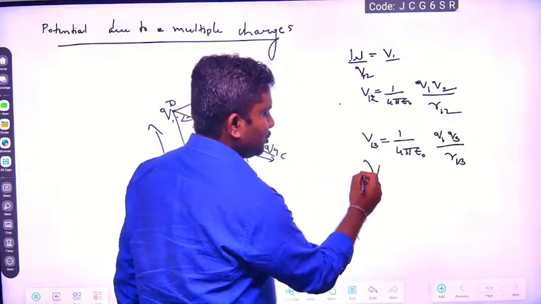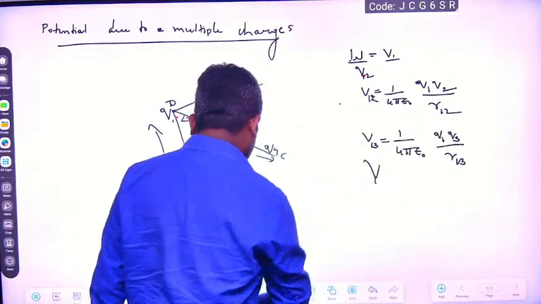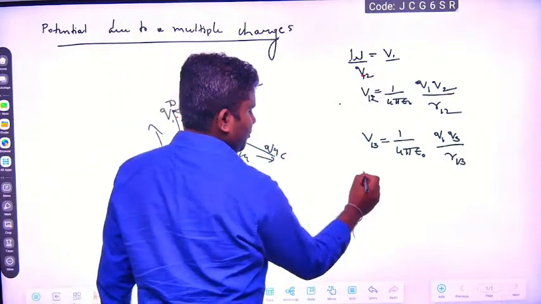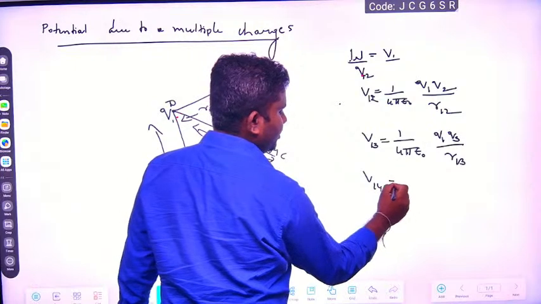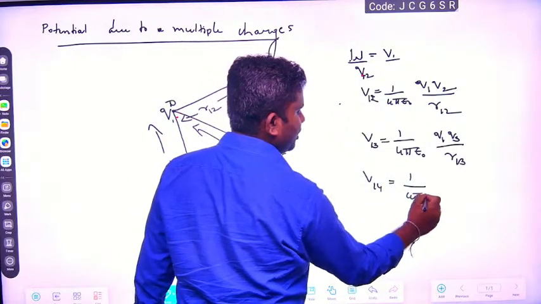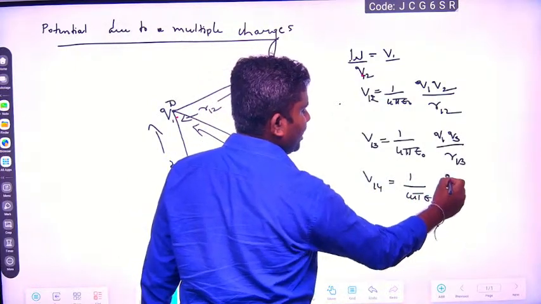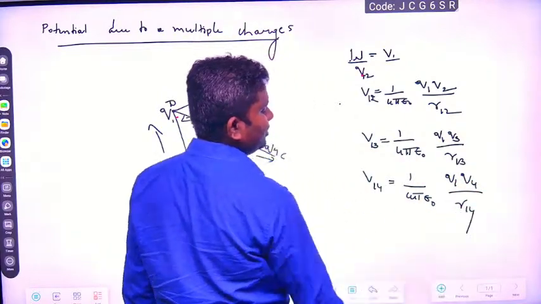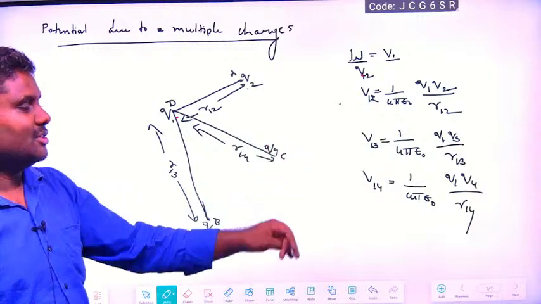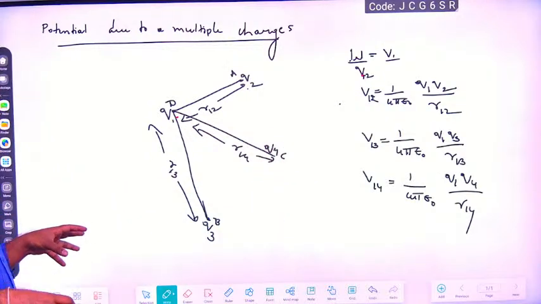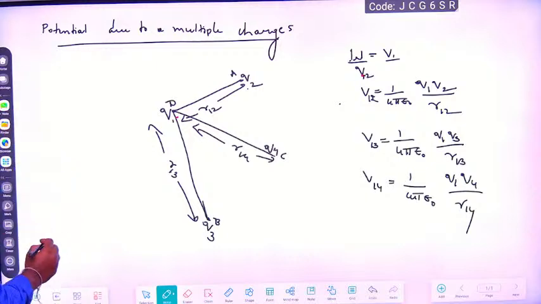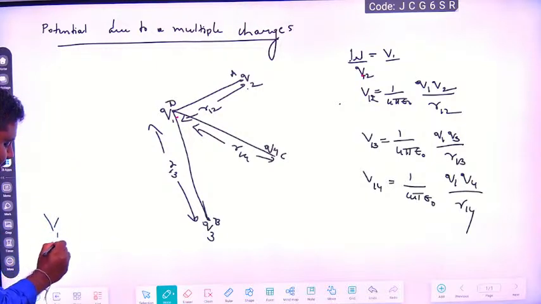So V14 equals 1 by 4 pi epsilon naught Q1 Q4 divided by R14. Okay, this is the total. So if I brought how many charges near Q1? Total 4 charges, 3 charges I brought. Now what is the total potential?